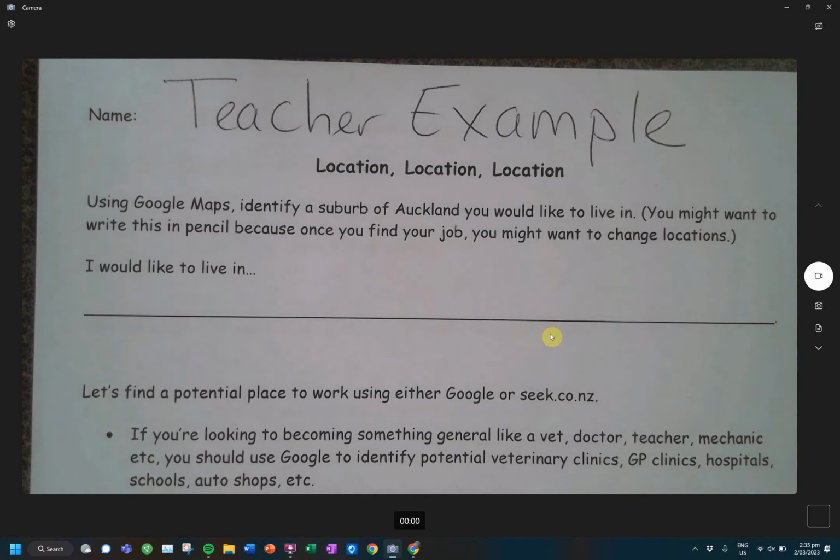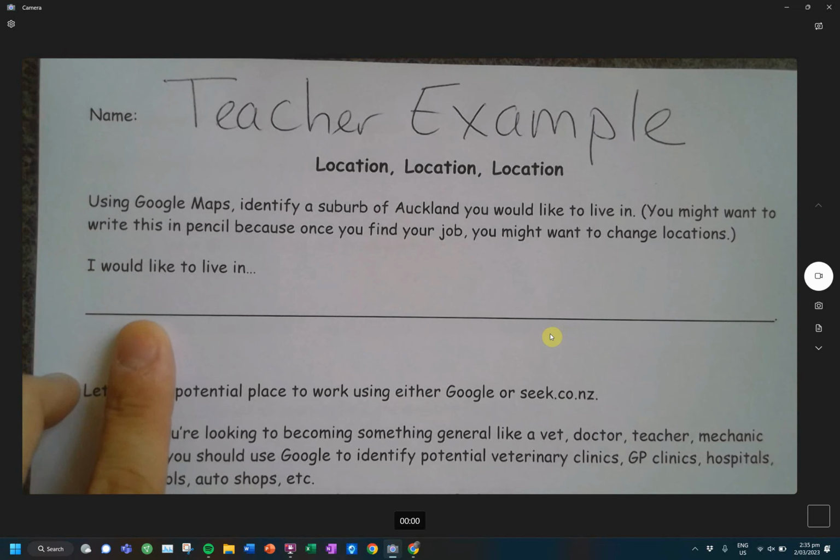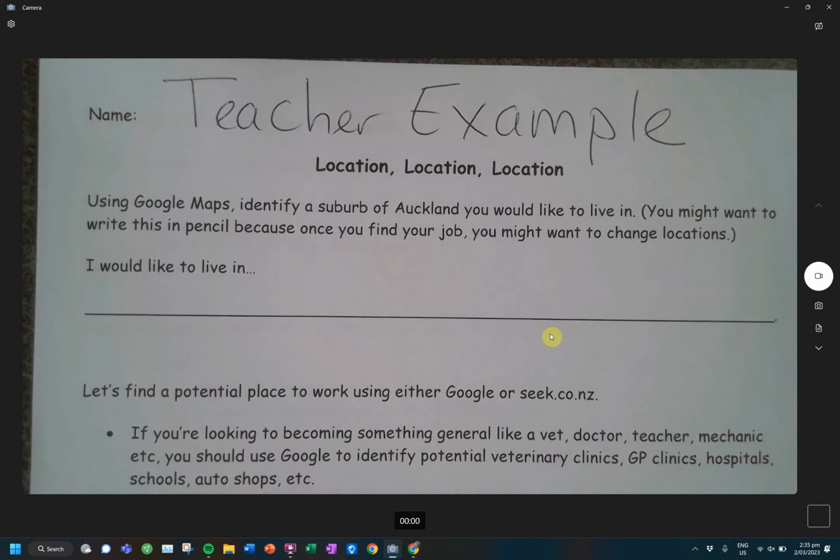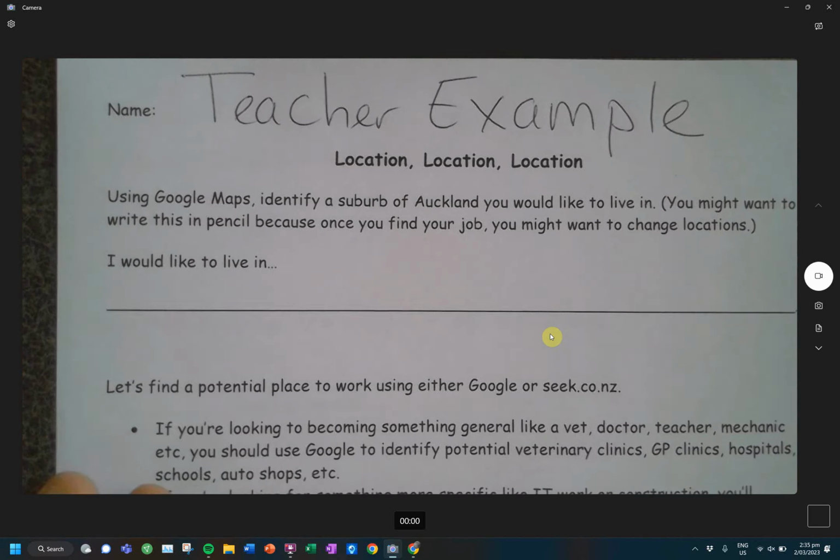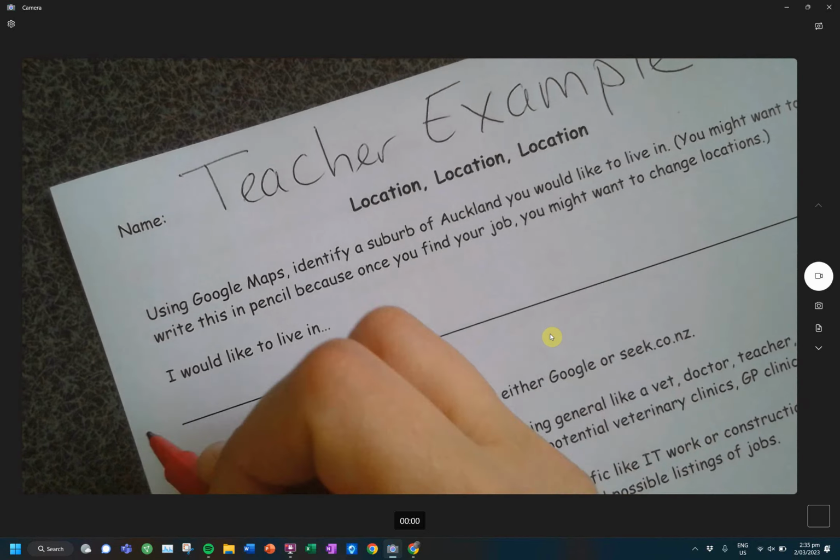You need to identify a suburb. Maybe you like the suburb you're living in right now. Maybe there's another suburb that you want to live in. Maybe you want to live nearer the beach. That sort of stuff. For me, in my teacher example, I'm going to write the suburb that I am going to be moving to once my house is hopefully completed this year. And that is going to be Ormiston.